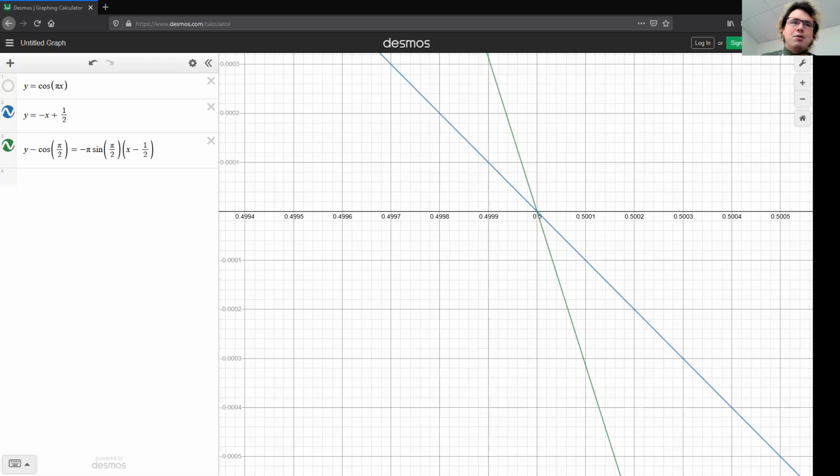So maybe I could do something like this and say what I've got is a slope, excuse me, my limiting value should be positive pi. Is that actually justified? Well, let's go back to the graph.